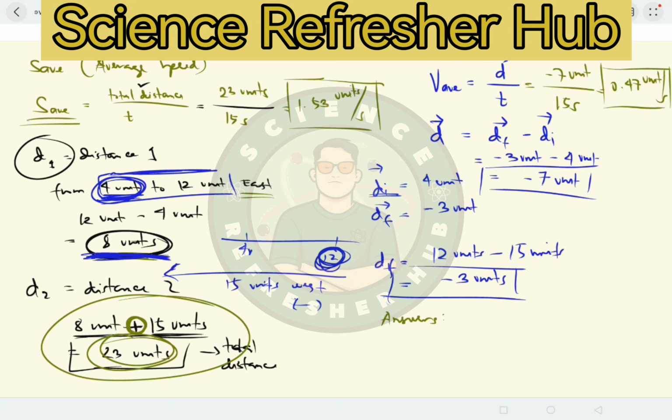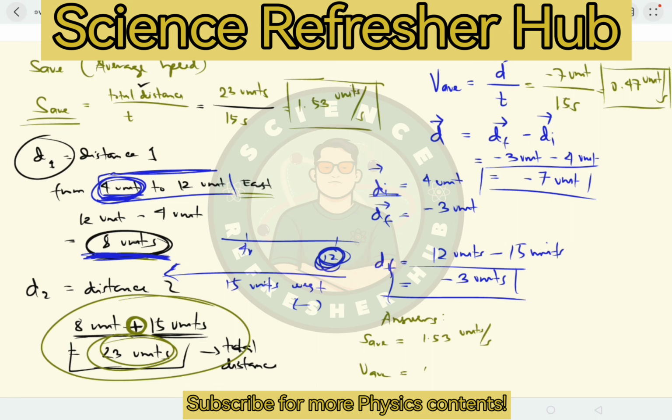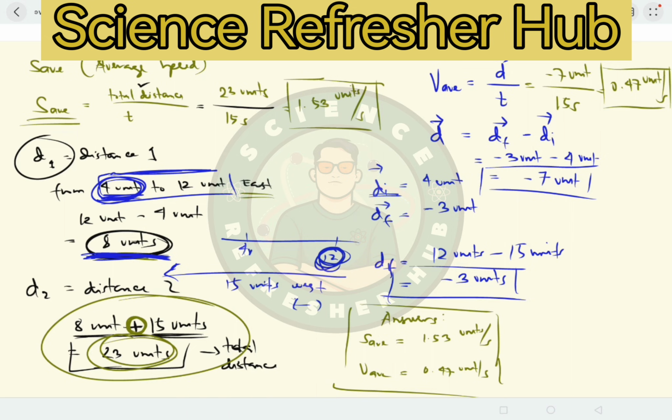Based on our new interpretation of the problem, we enhance it. We omitted some of the phrase that will make the problem ambiguous and decided to be interpreted in this way. So the answers, our average speed, it's 1.53 units per second, and our average velocity is 0.47 unit per second. These are our answers. I hope it makes sense.